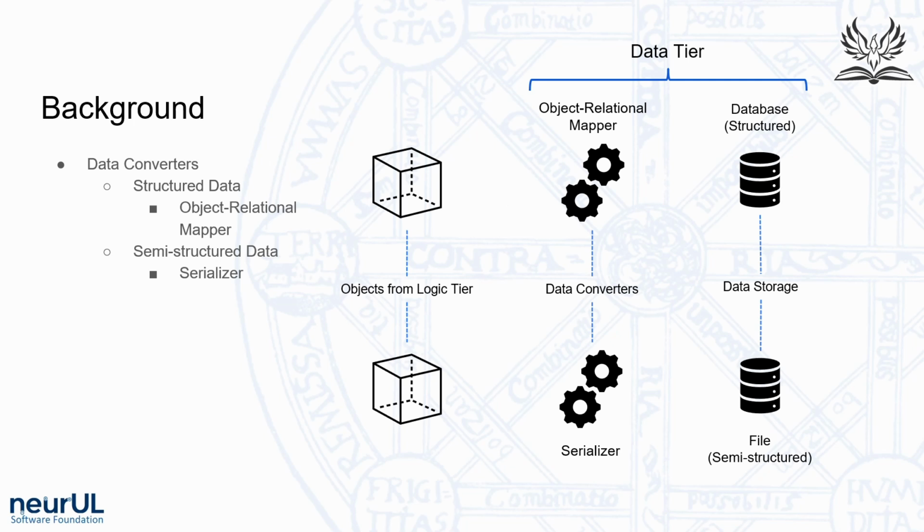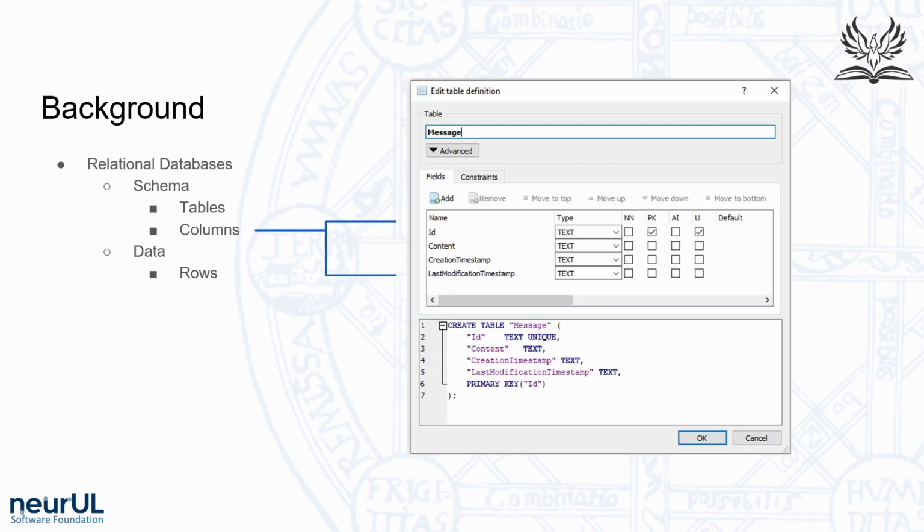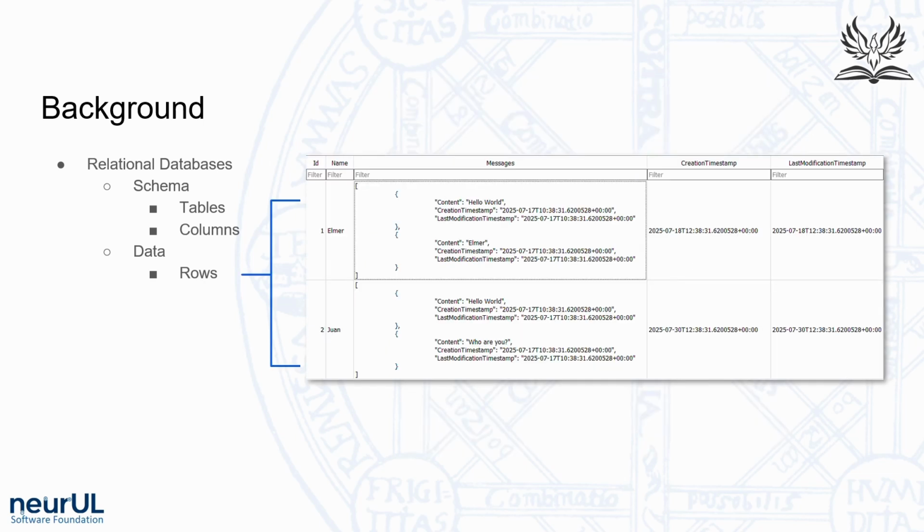Structured data that can be stored in tables can use object relational mappers. On the other hand, semi-structured data, or data that has no predefined data model, can use serializers, such as JSON serializers and XML serializers, that generate JSON and XML data, respectively. Structured data is typically stored in relational databases. These consist of schemas which define tables as well as relevant columns. Contained data are stored in the rows of these tables, which represent individual records.